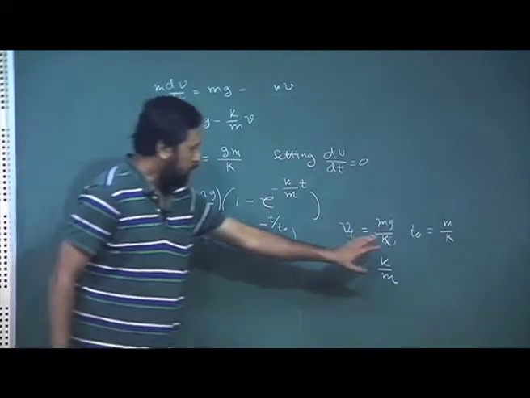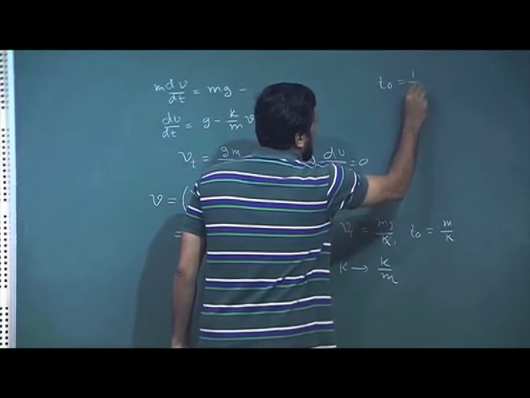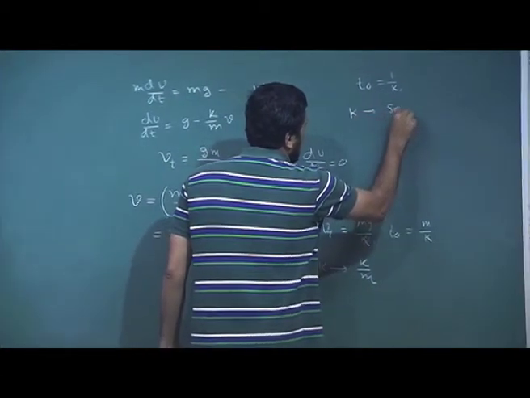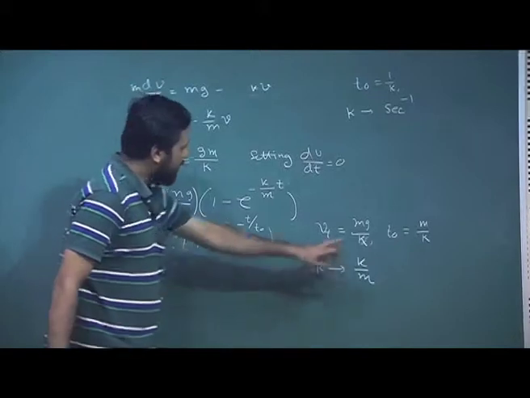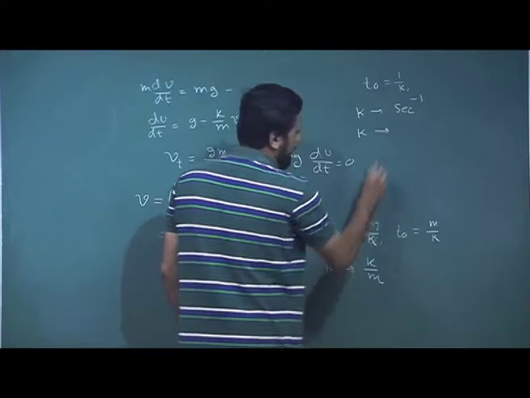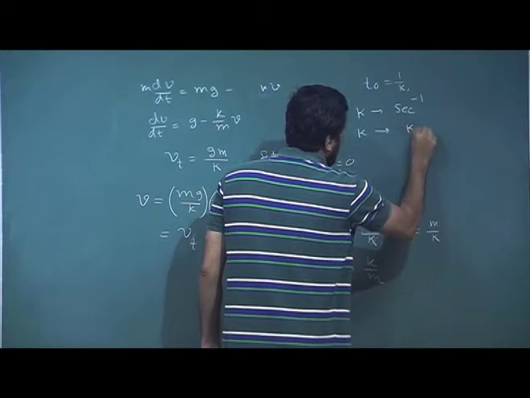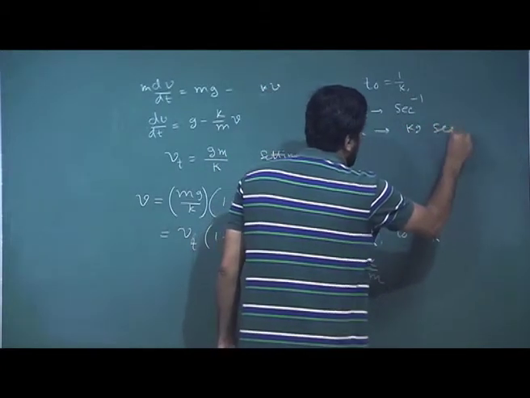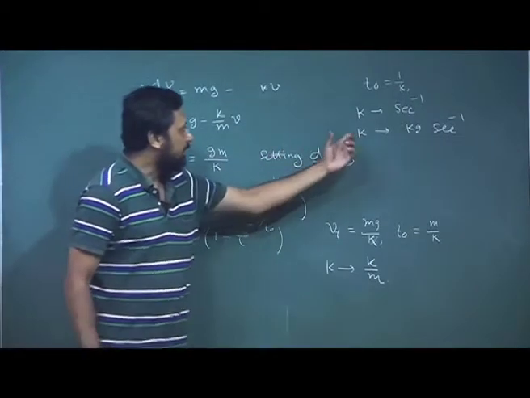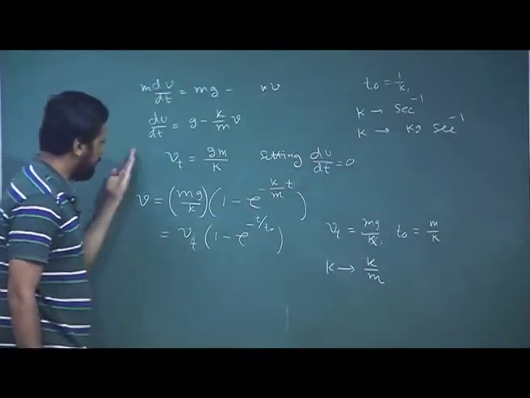And also note that when we have t0 equal to 1/k, that means the unit of k is second inverse. When I have t0 equal to m/k, the unit of k is kg, maybe kg, second inverse. So, depending on if the data is given in second inverse or kg per second, we have to use one of these two equations accordingly.